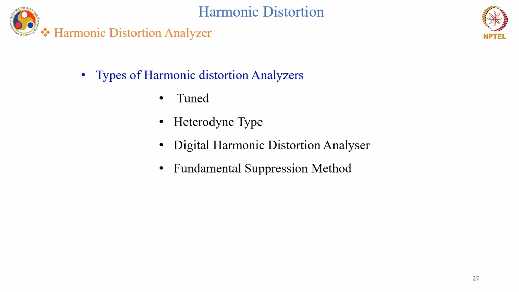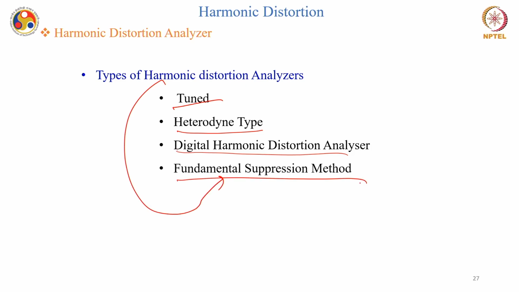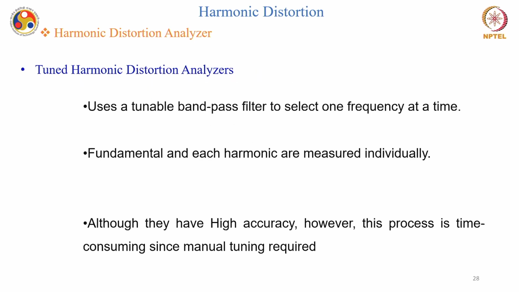However, there are other types of harmonic distortion analyzers also, like the tuned harmonic distortion analyzer and the heterodyne type of harmonic distortion analyzer. A more advanced harmonic distortion analyzer is also available in the form of the digital harmonic distortion analyzer. However, the basics of a harmonic distortion analyzer can be understood from the fundamental suppression method, and we will see this in a little detail. Okay. However, let us try to understand all this in brief.